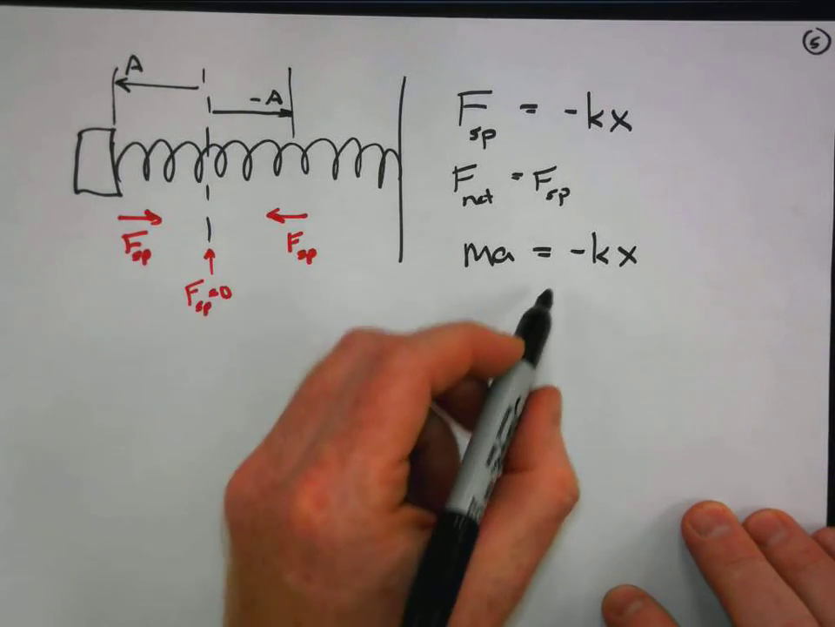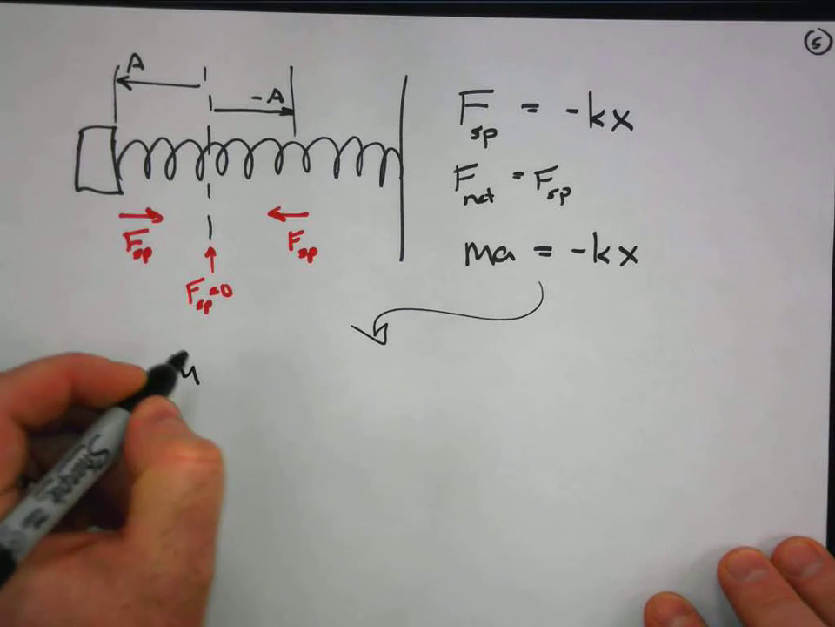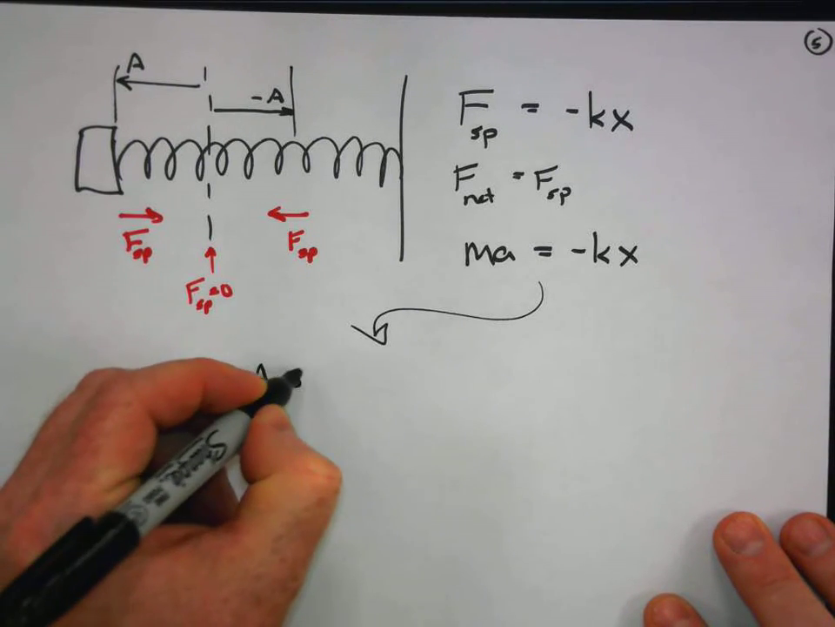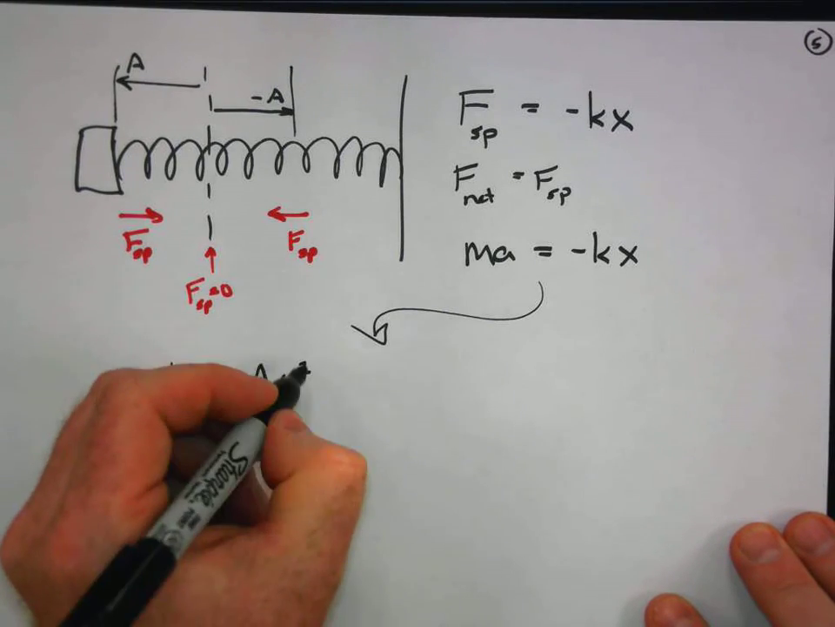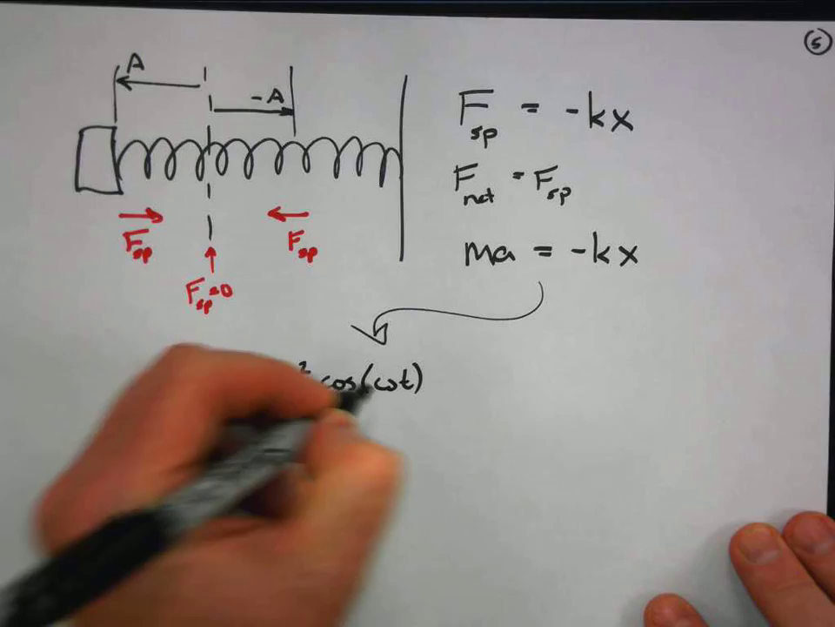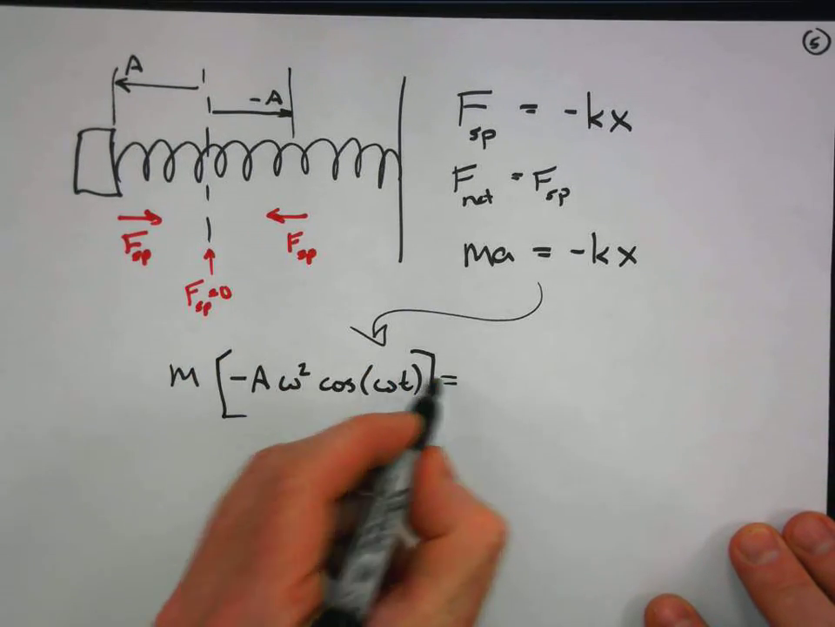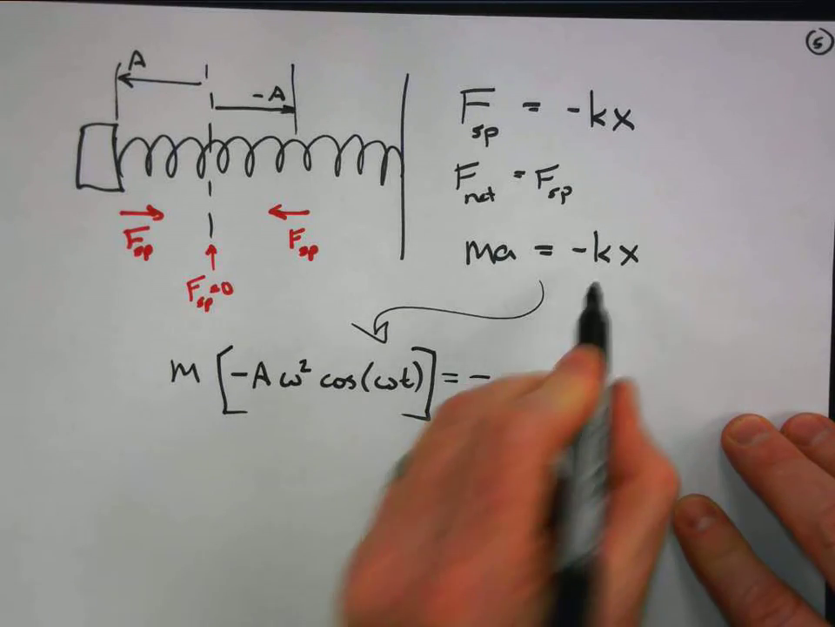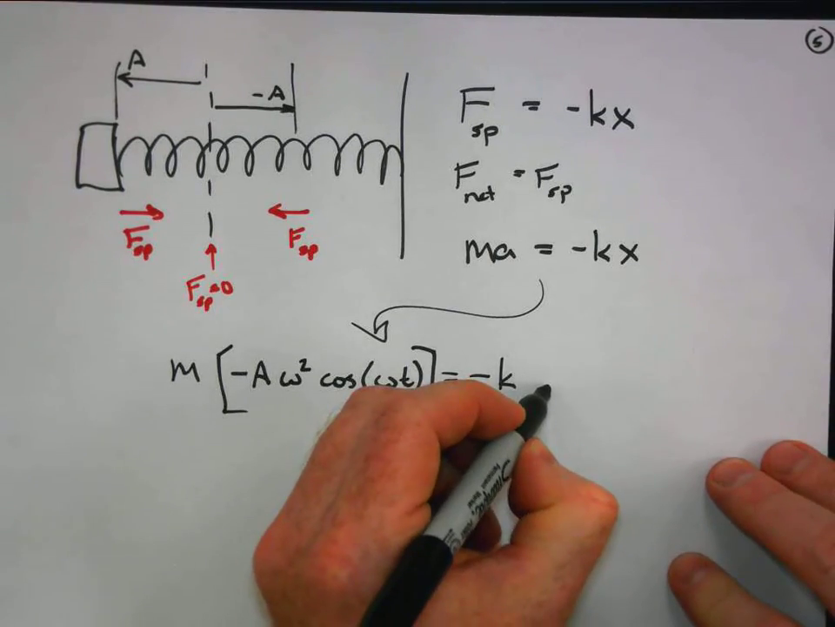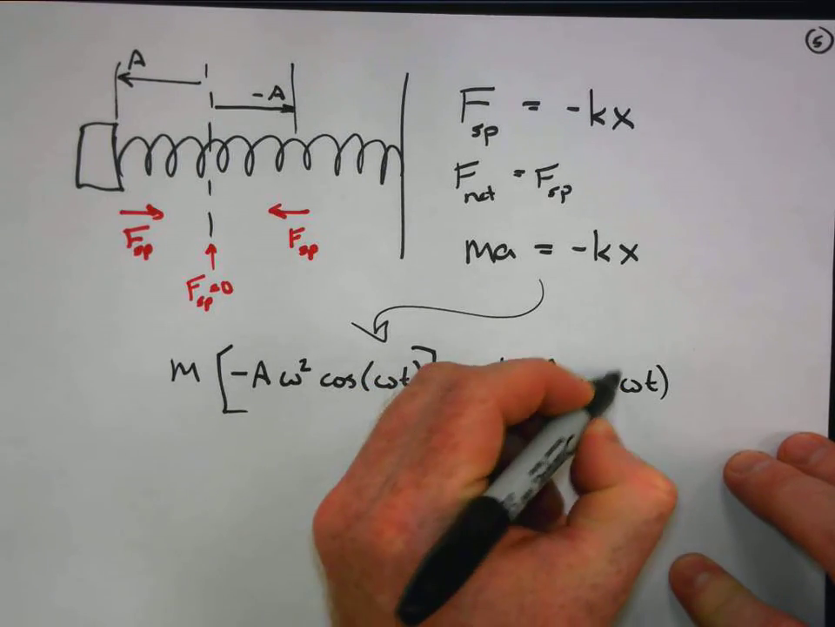So, rewriting this with those substitutions, I'm going to give myself more room here. We have mass, and the acceleration is negative amplitude, angular frequency squared, times cosine of angular frequency times time. This is all multiplication going on there. And now, negative k and position. Position is amplitude times cosine of angular frequency times time.